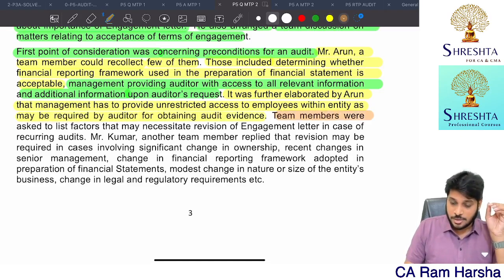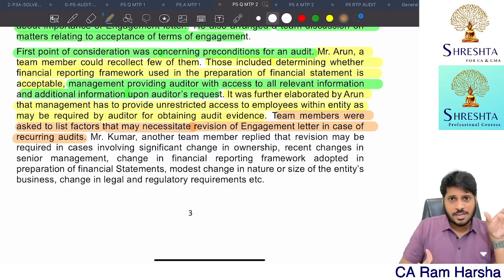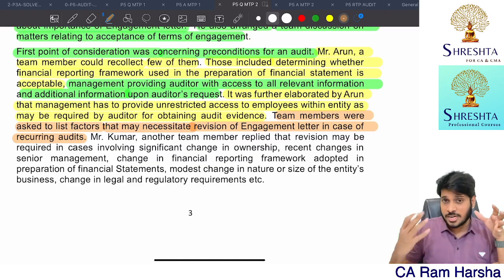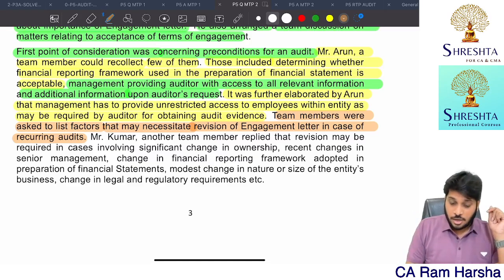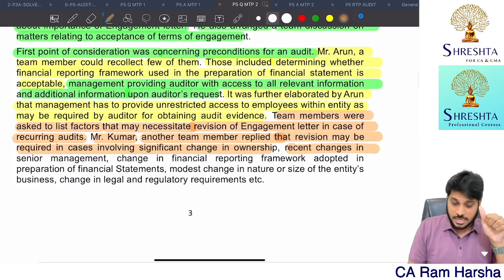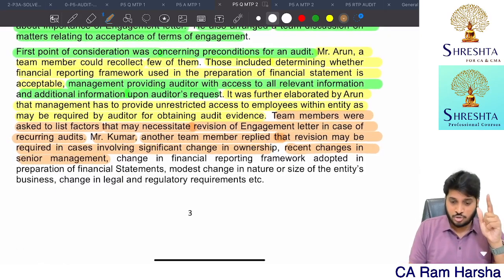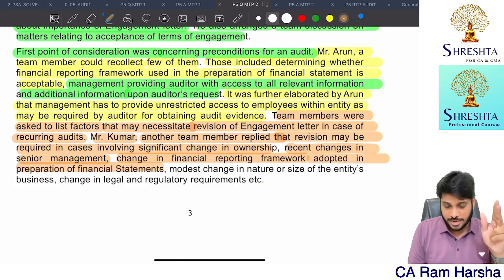Team members were asked to list factors that may necessitate revision of the engagement letter in case of a recurring audit. So the partner will ask, what are the cases where the engagement letter has to be reissued in recurring audits? Kumar, another team member, replied that revision may be required in cases of significant change in ownership. Yes. Recent changes in senior management. Yes, we should reissue the engagement letter. Changes in the financial reporting framework adopted in preparation of financials. Yes, we should issue the engagement letter.